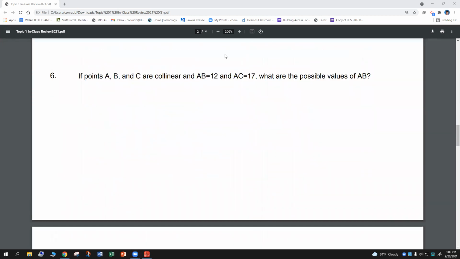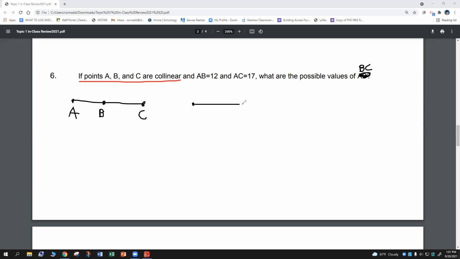Number 6. So points A, B, and C are collinear, and AB equals 12, AC equals 17. What are the possible values of BC? So this should say BC. We all crossed that off and changed it, right, to BC. So collinear means that they're on the same line. So there are 3 different diagrams we could draw. We could have A in the middle, we could have B in the middle, and we could have C in the middle. So here is A, B, C.